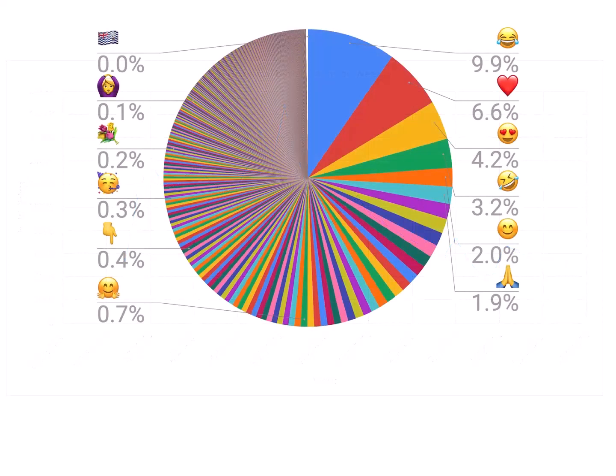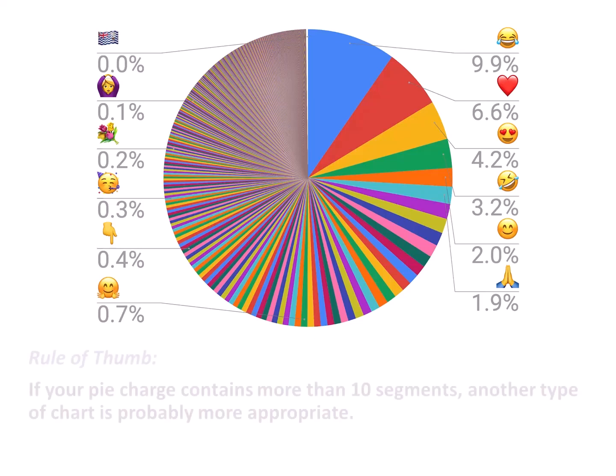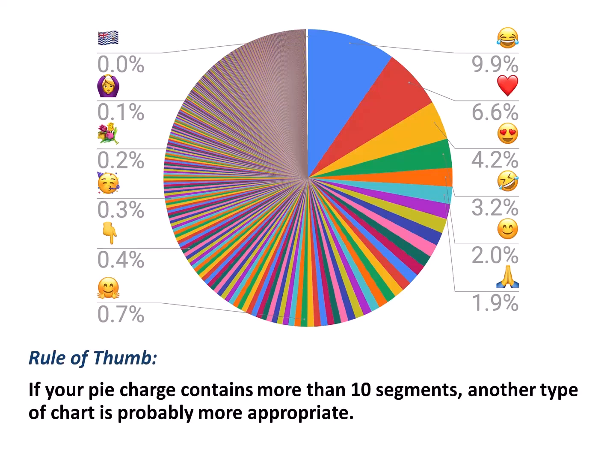There is such a thing as too much data, or at least trying to stuff too much data into a chart. The Unicode Consortium released this pie chart showing the most frequently used emojis. Perhaps you can infer some information about 2 or 3 emojis from this chart, but most of the information contained in the chart is unusable. A good rule of thumb is that if your pie chart contains more than 10 segments, then another type of chart is probably more appropriate.